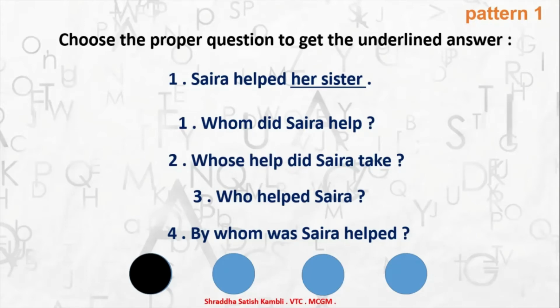What did Saira do? So the focus is on the action. Okay, helped. Here, Saira helped her sister. We are talking about a person. So you will use who or you will use whom depending on the question. Can you connect it with the picture that I showed you in the beginning, where we looked at the various question words and we looked at how they are used?